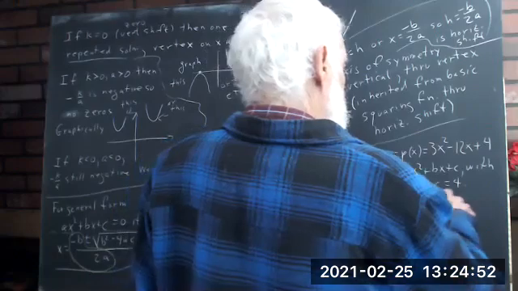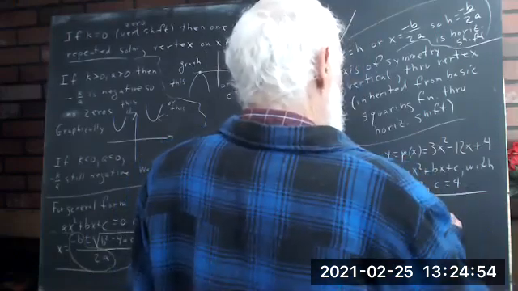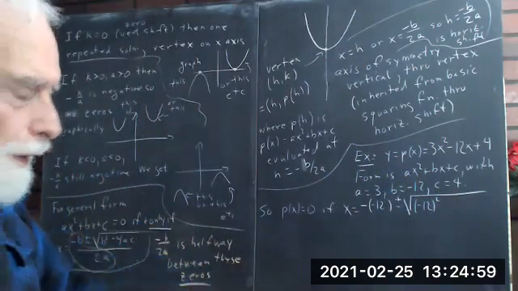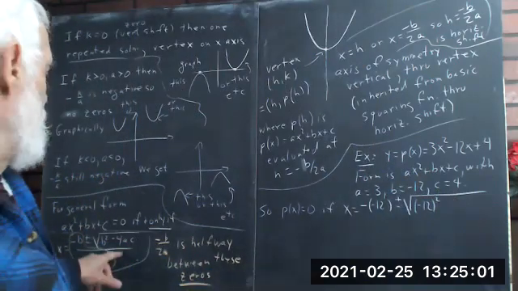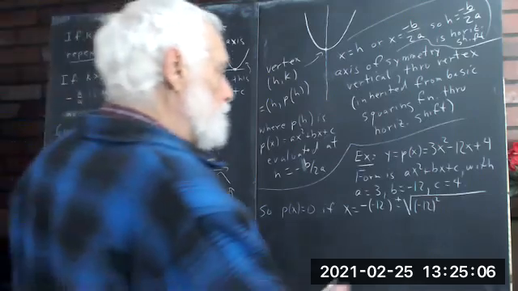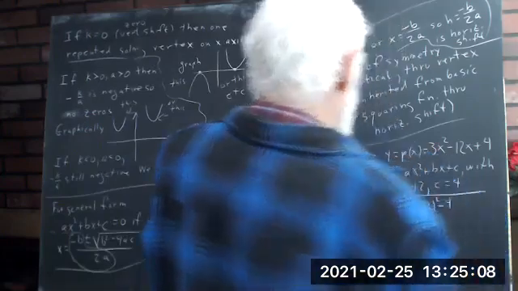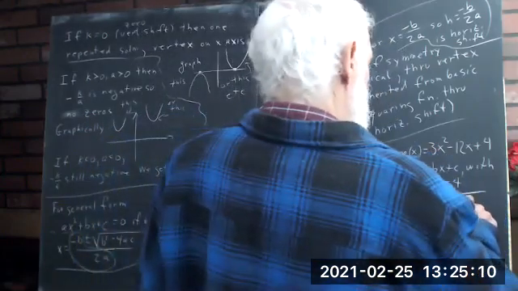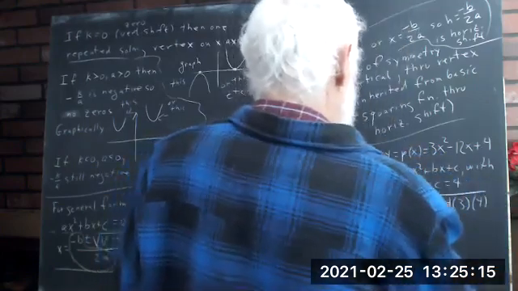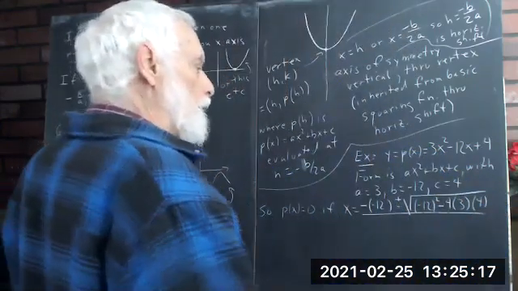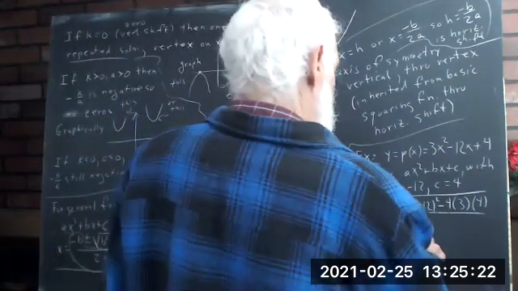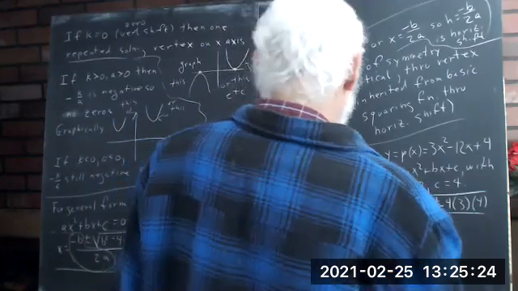Plus or minus the square root of b squared, which is quantity negative 12 squared, minus 4ac. So that's minus 4. A is 3. C is 4. And then we divide all that by 2a, which is 2 times 3.